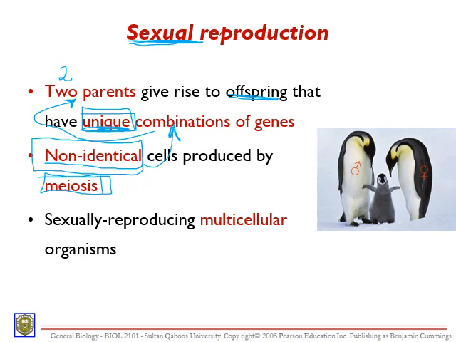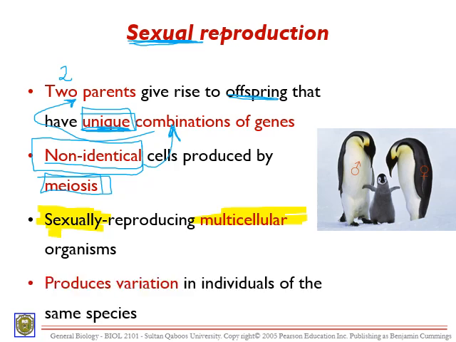Okay. Where does sexual reproduction take place? It takes place in multicellular organisms that reproduce sexually, like mammals, humans. And in sexual reproduction, you have variation in the resulting individuals of the same species. Variation means differences. So you have differences in the individuals, and again, this is related to the same point of the unique combination. Since you have a unique combination of genes, you are going to have variation in individuals of the same species.